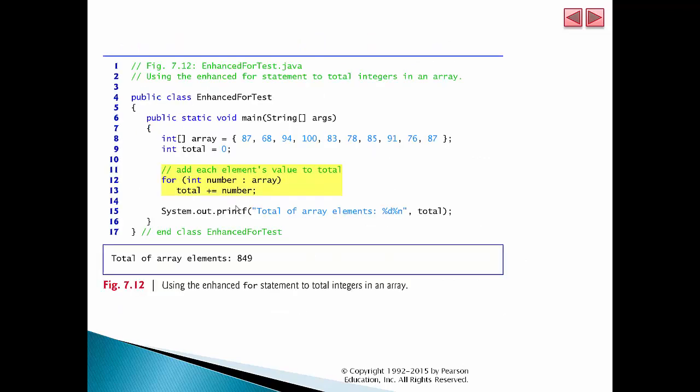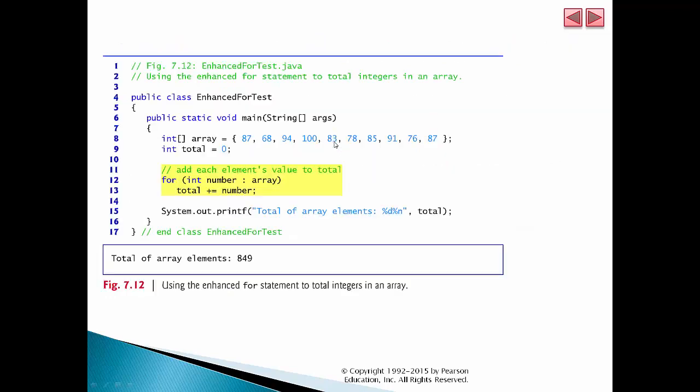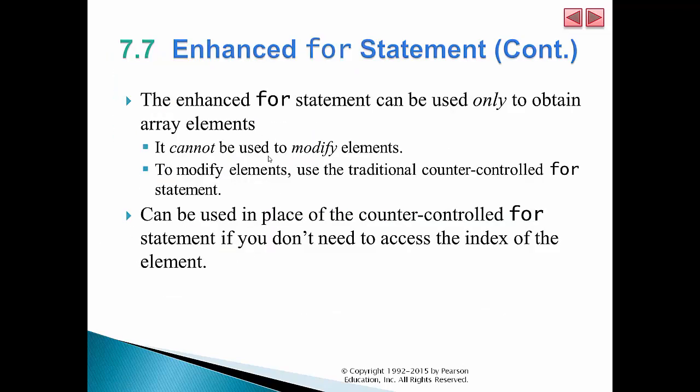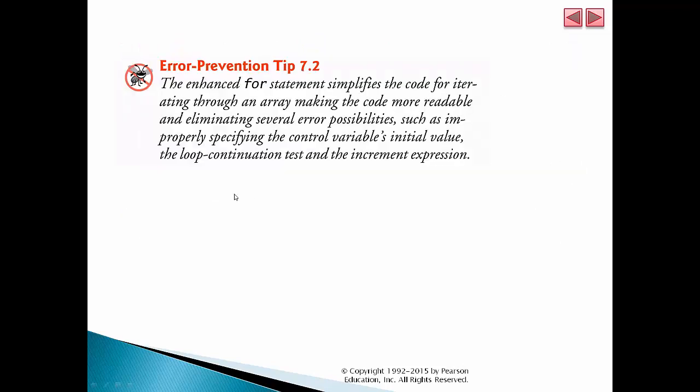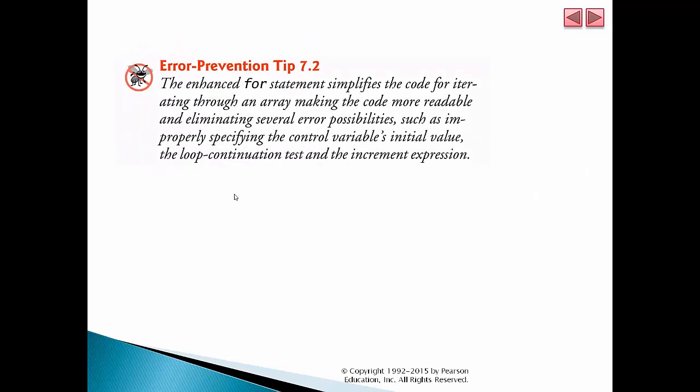But there is one limitation to that, right? The limitation is you cannot modify the element. You cannot modify this parameter element inside the body of the for loop. You cannot reassign some value to that. That is the limitation. It's only a read-only structure, so you can only read the values from that particular array. But if you want to modify it, you have to use the traditional counter-controlled for statement. In a counter-controlled for statement, you have at least the index, which you can keep track of.